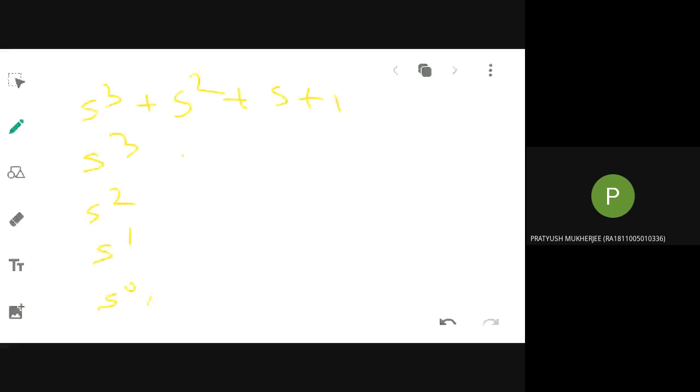Anusha, tell me the first two rows' elements. Ma'am, 1 and 1. First row, one, one. Second row, 1 and 1 again. One and one. Okay, enough.